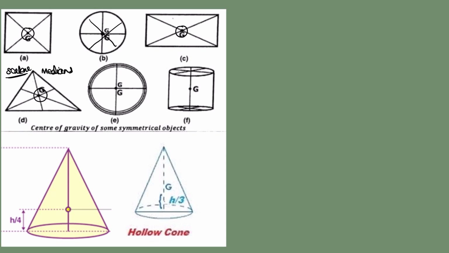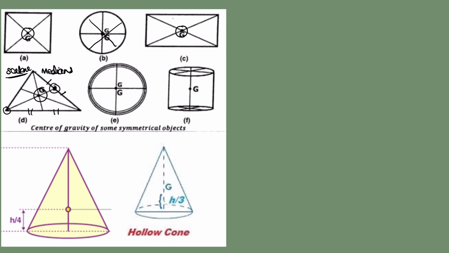Medians मतलब क्या होता है? Medians is a line which joins the midpoint of a base from the opposite vertex. So if this is the midpoint of this side, the line which joins this midpoint with the opposite vertex is called as the median. How many medians will a triangle have? 3, because there are 3 vertices and 3 sides. So wherever the medians meet is the point about which you can balance the triangle.